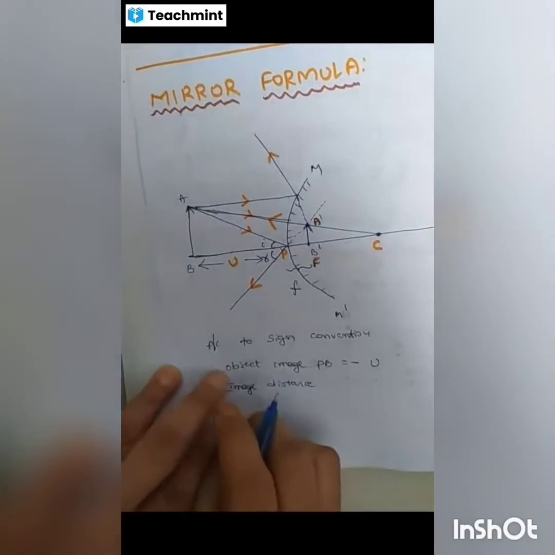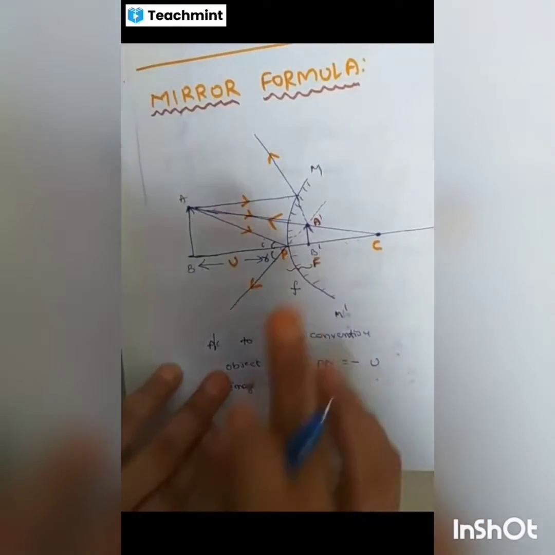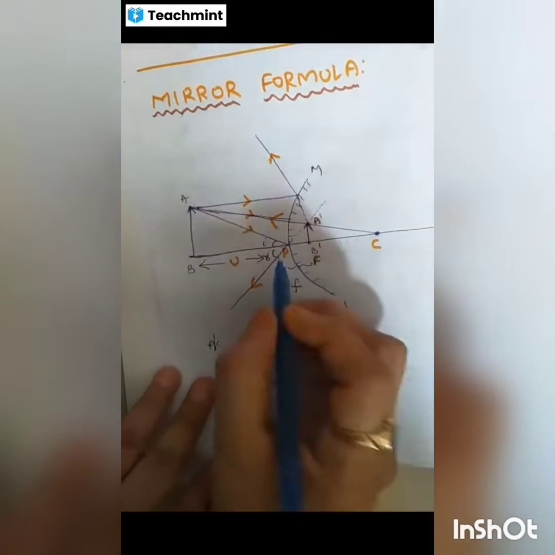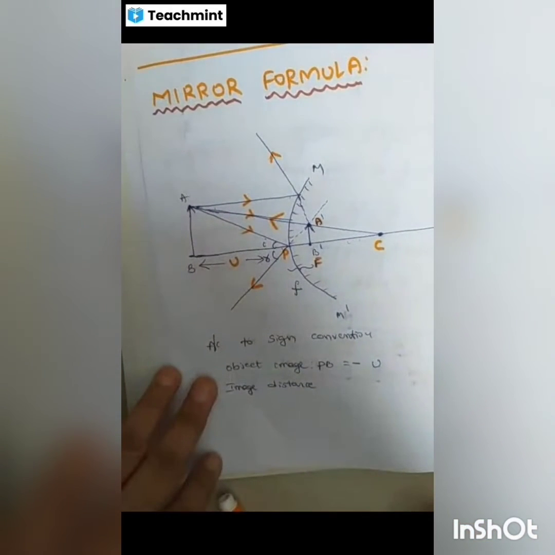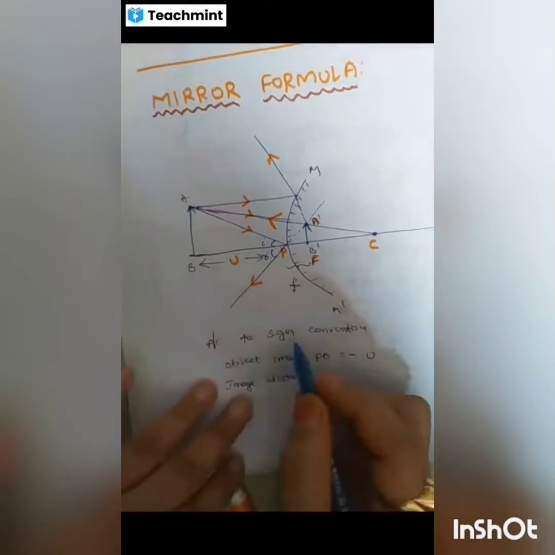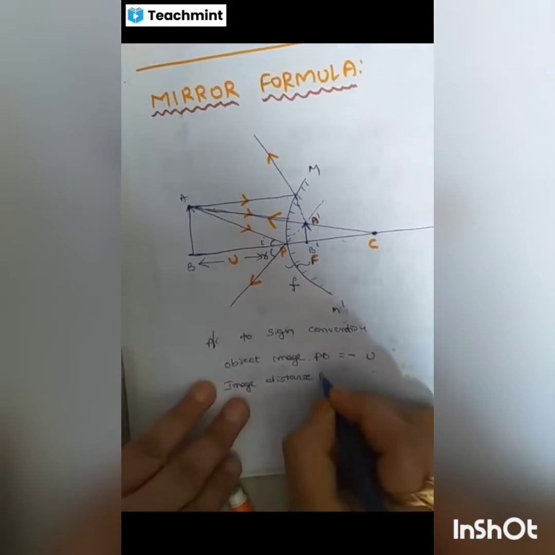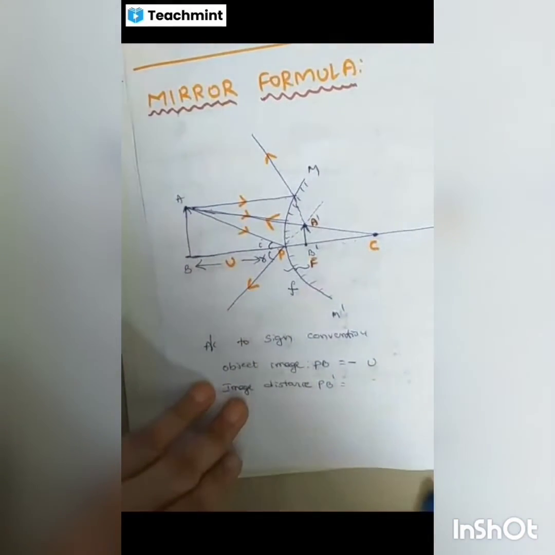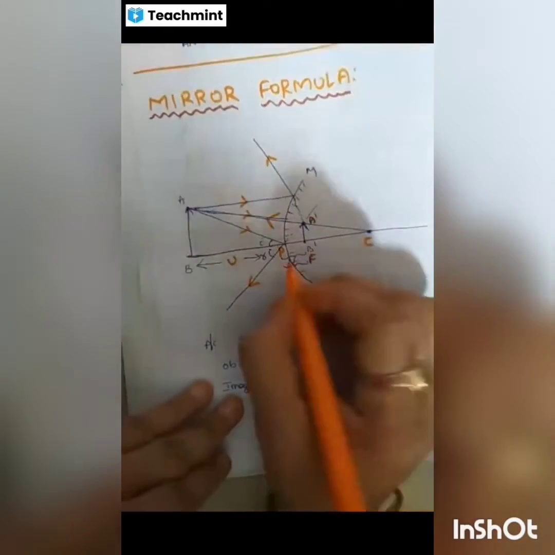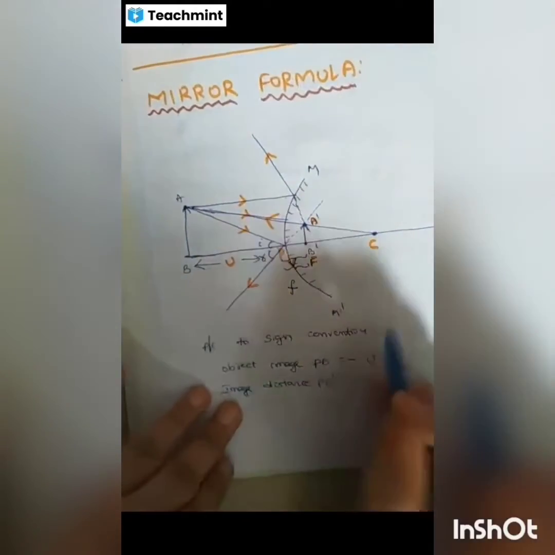Then we'll go with the image distance. Where do we have to measure? Image distance means the distance from where to where? It is the distance from pole to the image formed. Yes, that is PB dash, which is nothing but V. So PB dash is V.